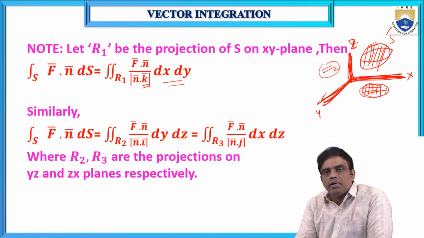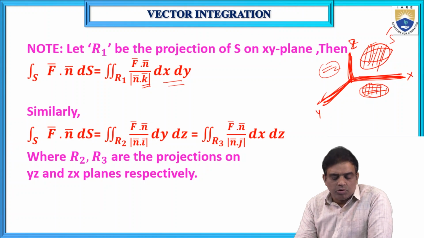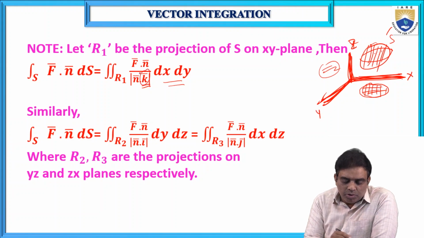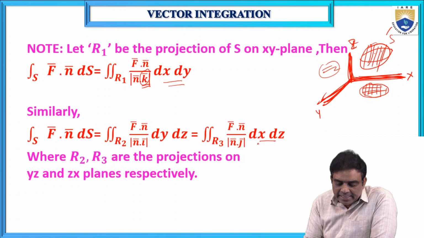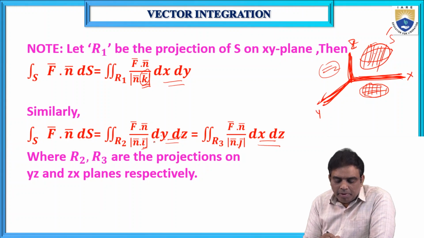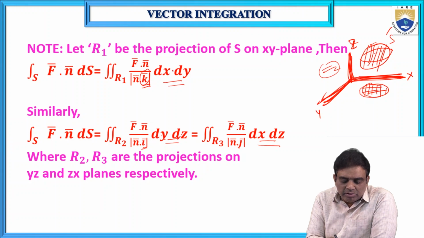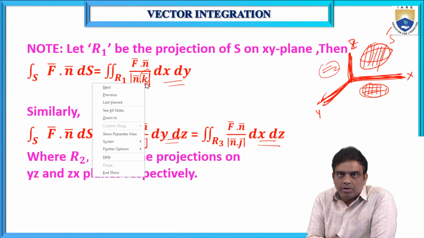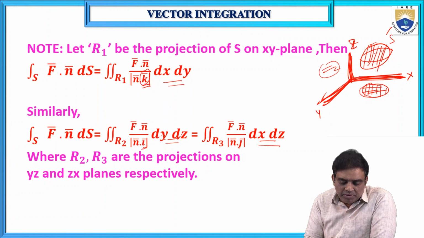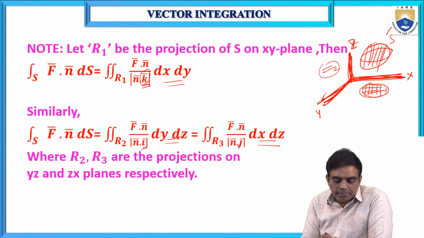Xi bar plus Yj bar plus Zk bar means K bar is the Z coefficient. So K bar you have to write. Suppose if it is dx dz, then it will be J bar, and dy dz means it will be I bar. So in that way, suppose this is xy plane, here there is a z coefficient. If it is yz plane, then it is I bar. If it is xz plane, it is J bar.